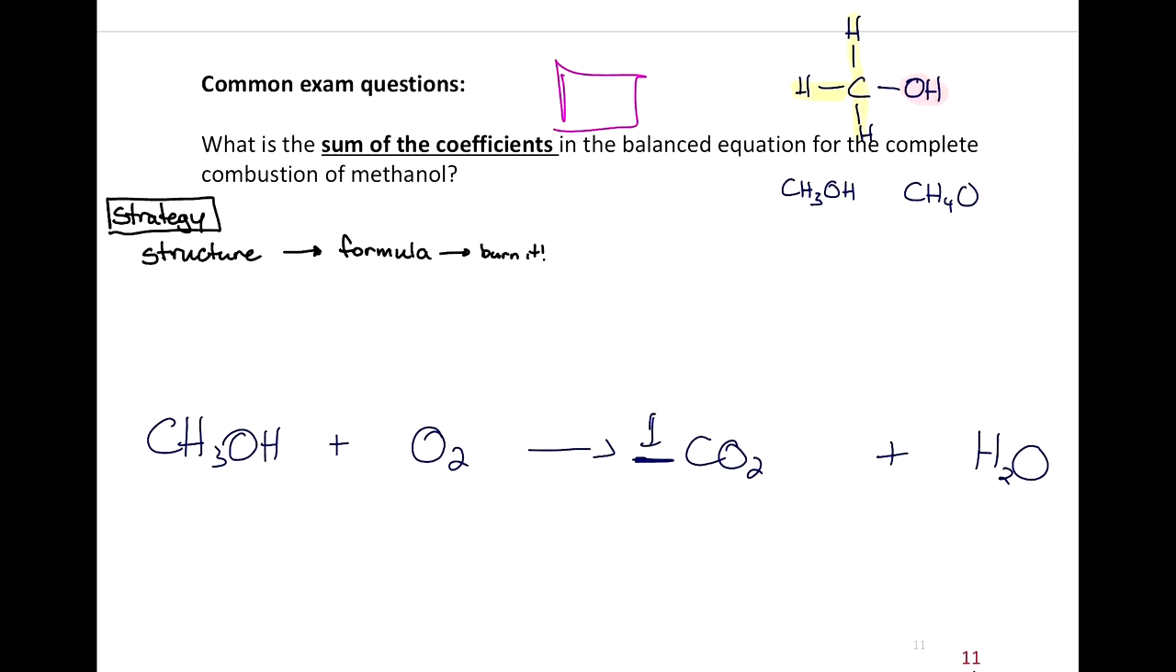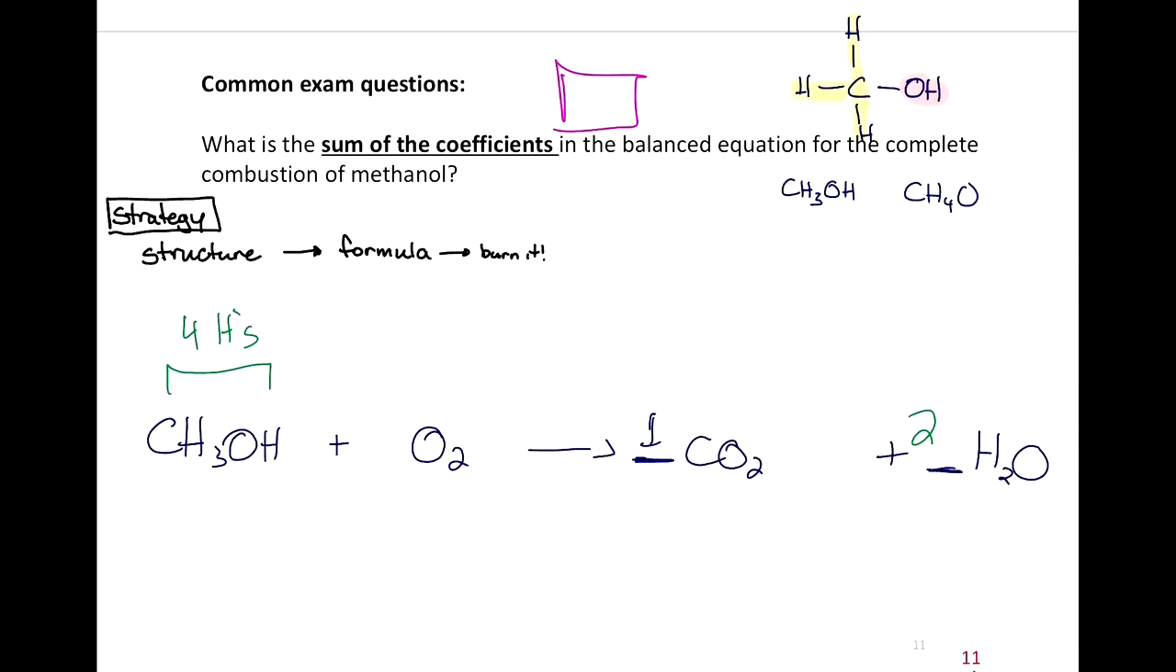Okay, next we balance hydrogens. So do be careful here. How many total hydrogens are in methanol? 4, not 3, right? Because I've written hydrogens in multiple places. There are a total of 4 hydrogens. So what's the coefficient in front of water? 2. Okay, great.